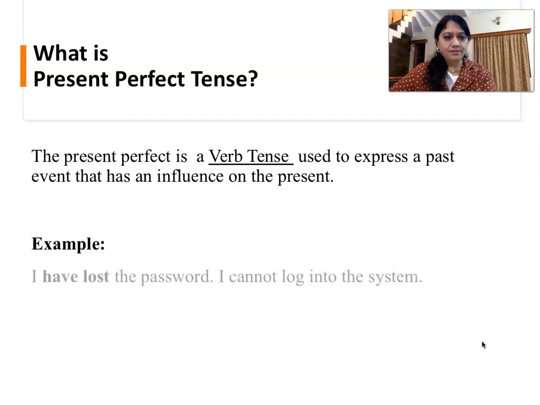Let's look at this example. I have lost the password. I cannot log into the system. So the past action is influencing my present state of being. So you see that there is a connection between the past and the present. This is present perfect tense.